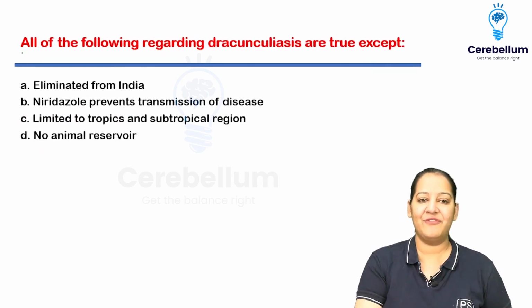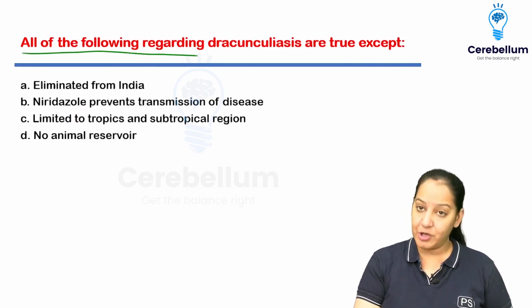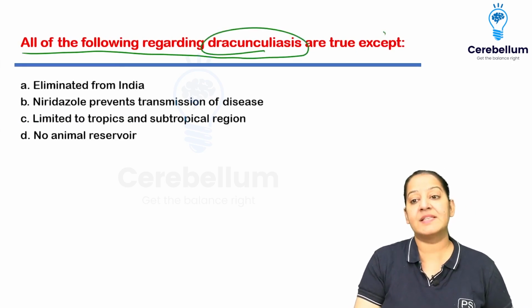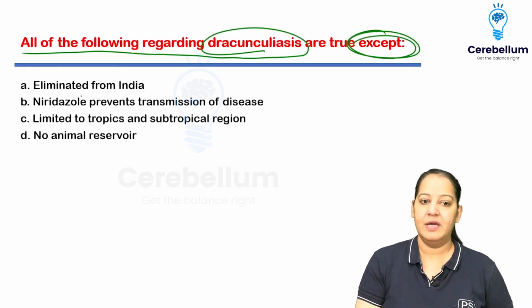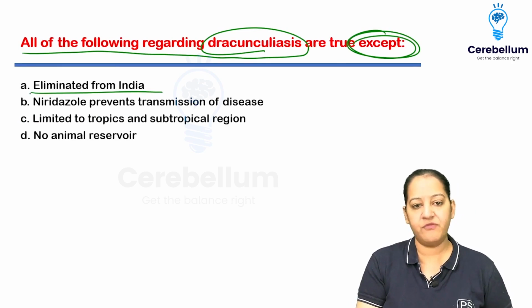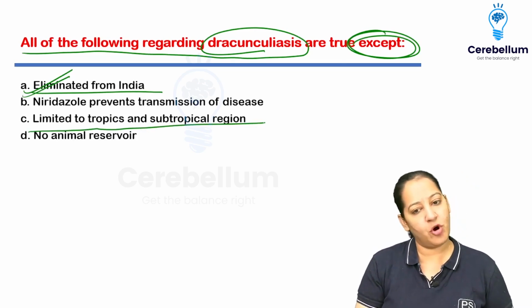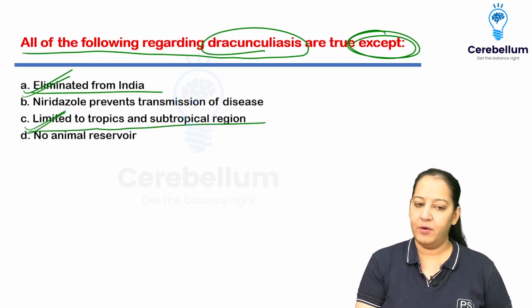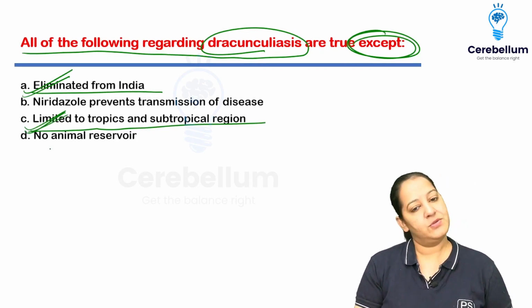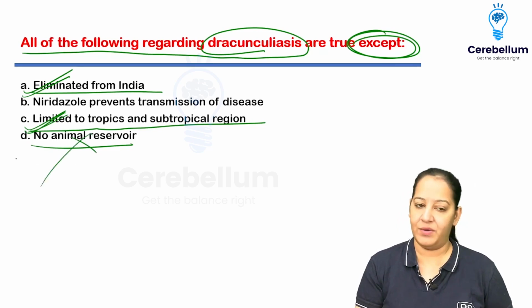The next question is in front of you. All of the following are true regarding D. medinensis except, they are asking except. So it is eliminated from India. Is it true or false? I guess it is true. It is limited in the world only to some tropical and subtropical regions, right? So it is also true. No animal reservoir. No, it is also true.